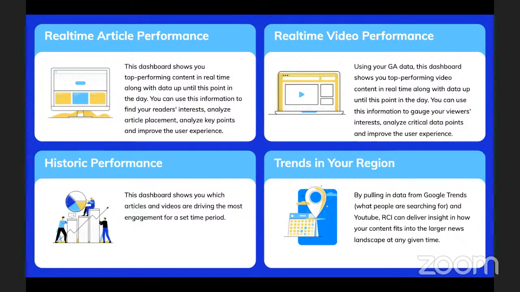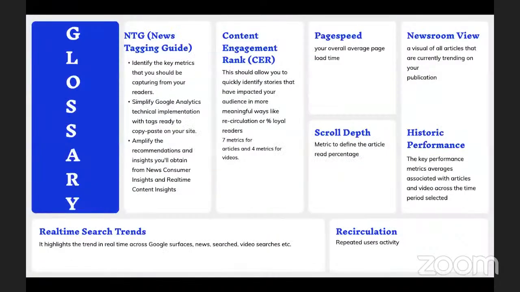So let's move ahead. Let's see a glossary of the new information that you would be seeing while using RCI. The first one is news tagging guide. As Jitin has already discussed, we will take another session for this, and we will give you the know-how on how you can integrate it with your website. Like I talk about content engagement rank, CER. It has 7 metrics on articles and 4 metrics on videos. We will discuss those 7 and 4 metrics in detail while I give you a live demo of the RCI dashboard.